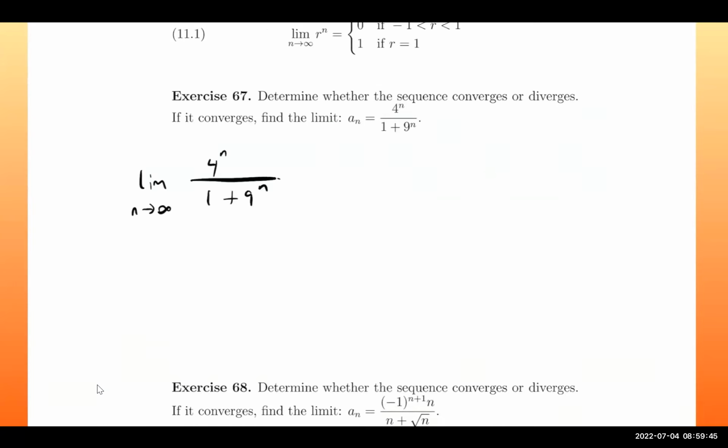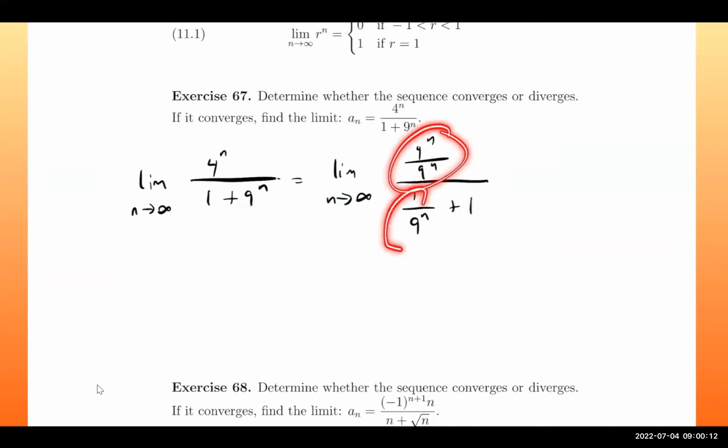All right, in this case, we're going to divide by this term because it's in the denominator. So we'll divide by 9 to the n, the power. So that's going to become 4 to the nth over 9 to the nth, 1 over 9 to the nth, and if you divide this by 9 to the nth, it just becomes 1.